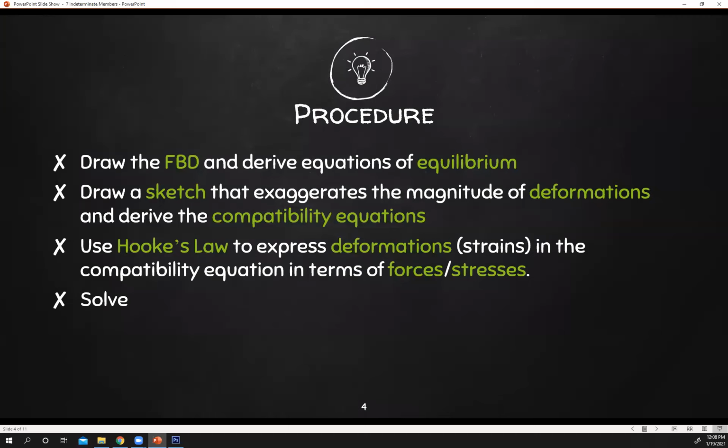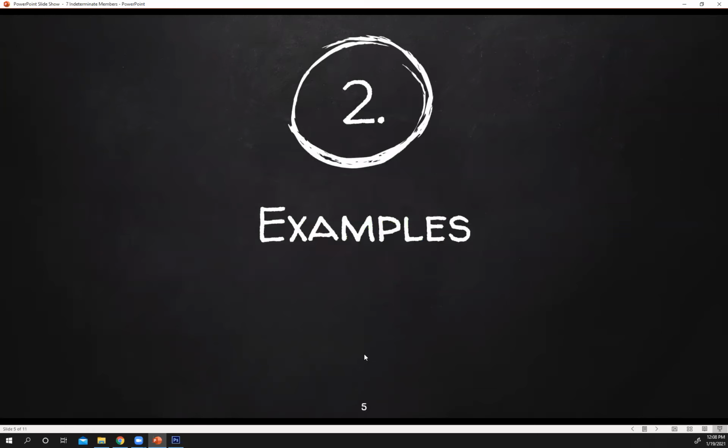So remember, stress is just force over area. So force is just stress times area. So you can use that to convert or to express one in terms of the other. Force in terms of stress or stress in terms of force. And then lastly, just solve. Alright, it's pretty straightforward. That's it for the intro. Now we can start with the examples.